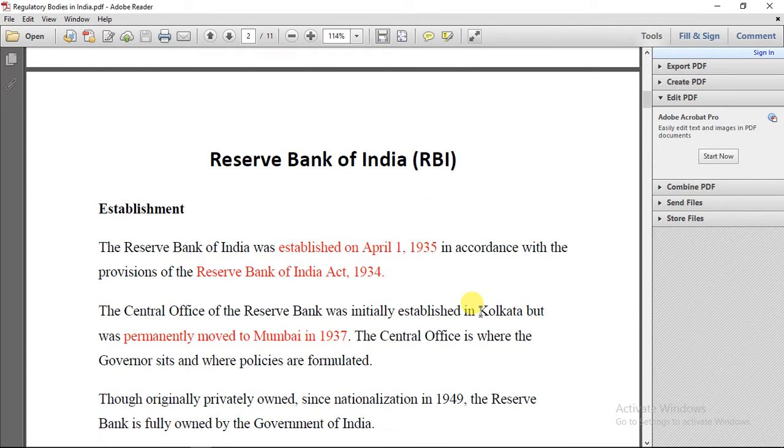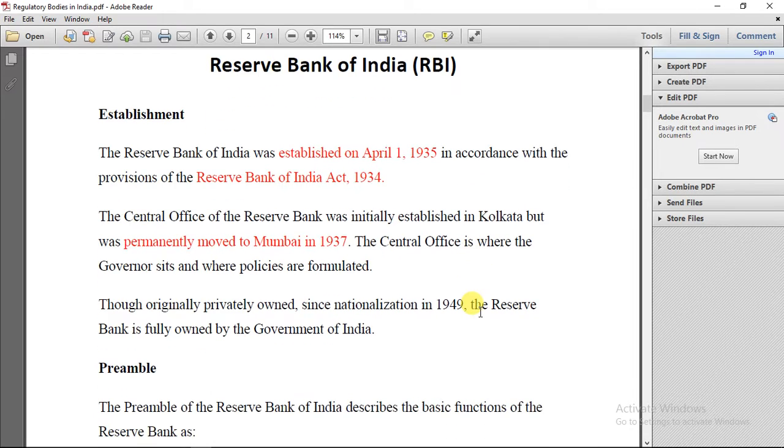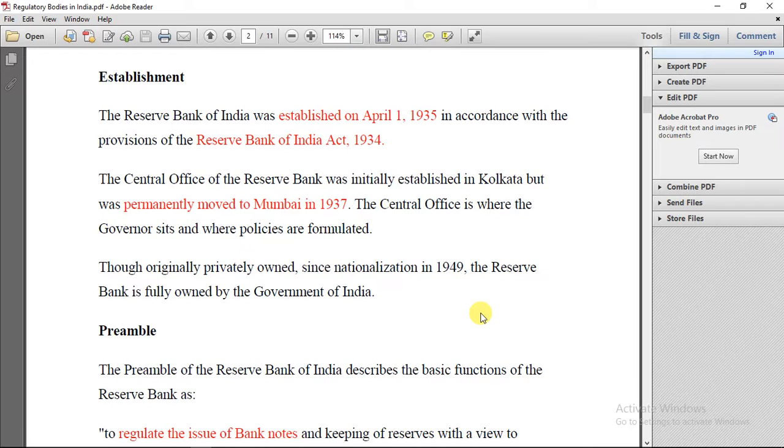Reserve Bank of India Establishment. The Reserve Bank of India was established on 1st April 1935 in accordance with the provisions of the Reserve Bank of India Act 1934. The central office of the Reserve Bank of India was initially established in Kolkata but was permanently moved to Mumbai in 1937. The central office is where the governor sits and where policies are formulated.